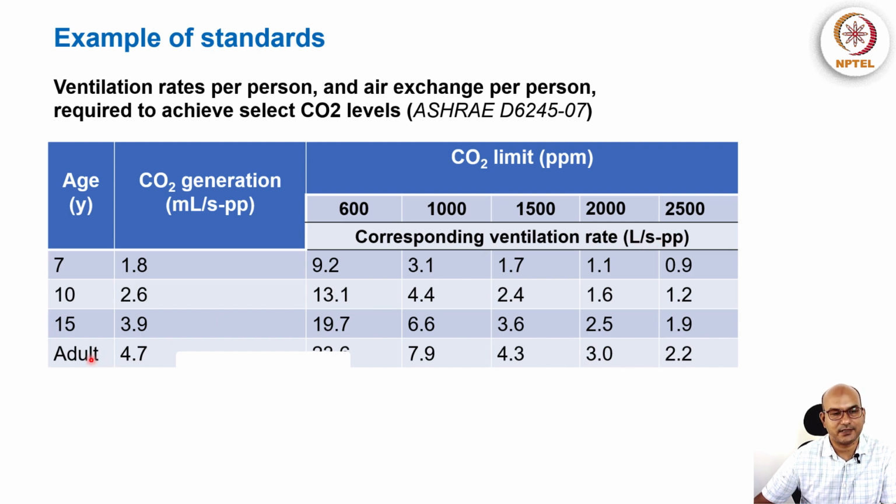If we have an adult instead of the child, they are emitting more, so we have to give correspondingly more ventilation rate. Of course, if the CO2 limit is increased, that means we are allowing a worse quality. So if from 600 we increase the CO2 limit to 2500, we can reduce our ventilation requirement for adults from 23.6 to 2.2, a substantial decrease in the ventilation rate. So as the age increases, we have to give more ventilation, but if we increase the allowable CO2 limit, then we can decrease the ventilation required, and accordingly for the given CO2 limit and the given occupancy, we can derive the corresponding ventilation rate from these guidelines.